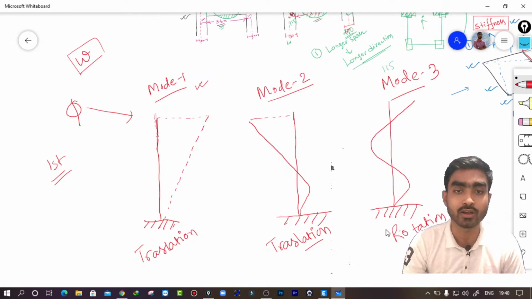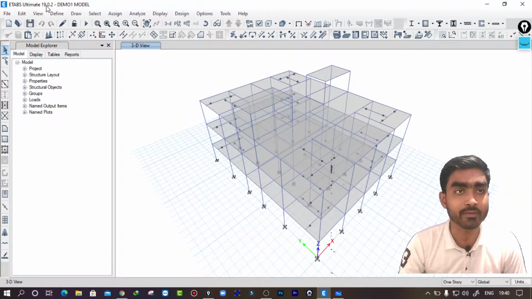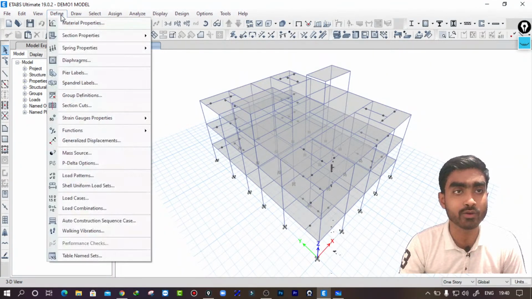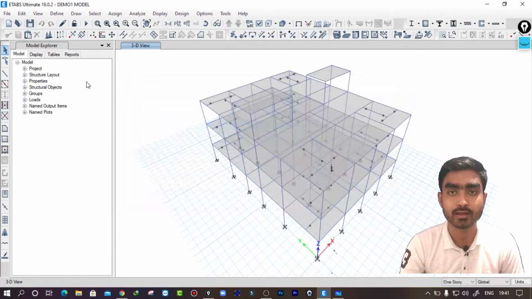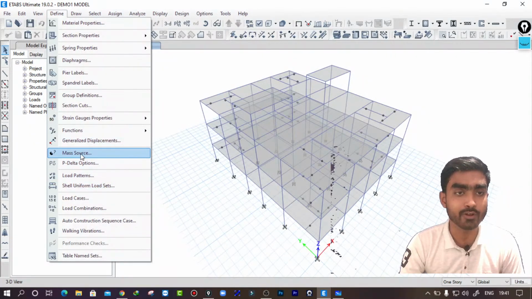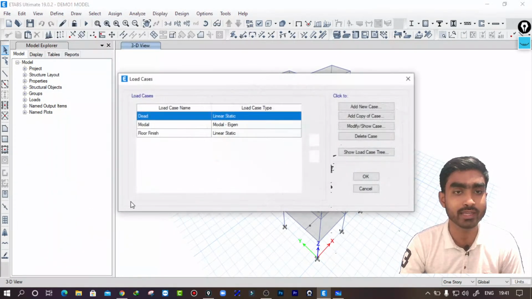So let's not waste more time in it. Let's get into ETABS. I am using ETABS version 19. You can go to define, load cases, and here you have modal load case. If you are using an old version, directly in the define option you will get the modal case option. For the higher version it is inside the load case.